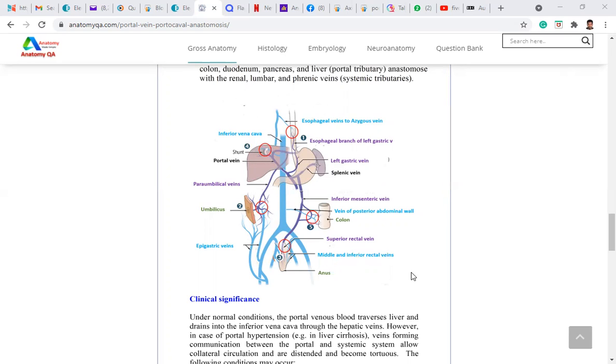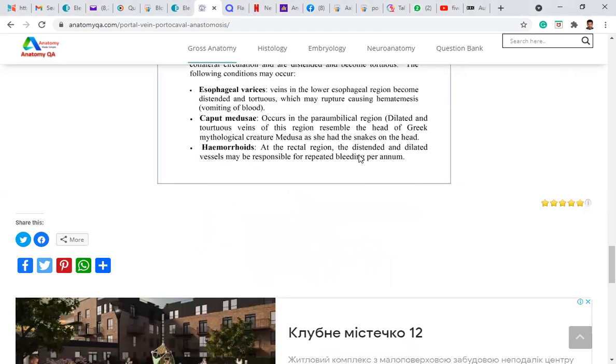So here, the clinical significance we said are guts, butt, and caput medusa. So esophageal varices, veins in the lower esophageal region become distended and tortuous, which may rupture, causing hematemesis, which is vomiting of blood. So that is a sign that the patient has esophageal varices, hematemesis.